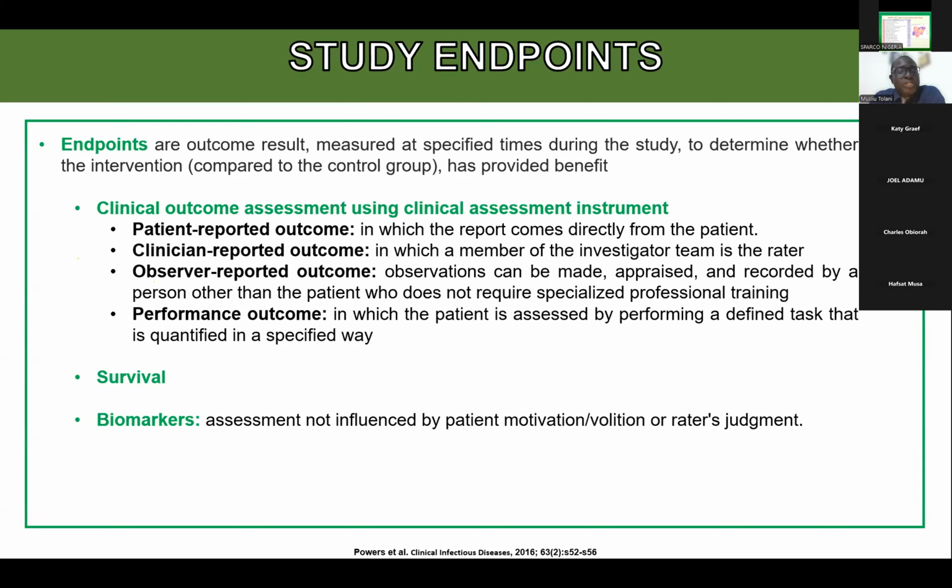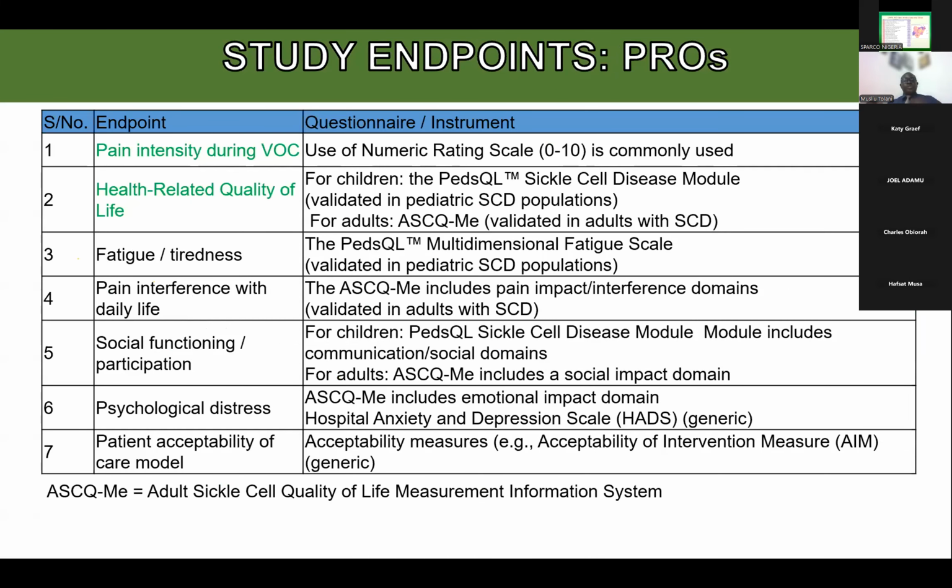Another type of endpoint is clinical outcome assessment, and this usually uses a clinical assessment instrument. It could be patient reported, because in this case it comes directly from the patient, or clinician reported, with a member of the clinical investigator team being the rater, or observer reported, which is by observations made, not necessarily by anyone specialized or the patient, or performance outcome. In this case, it is based on a specified task done in the study. Now let's look at just some examples of these.